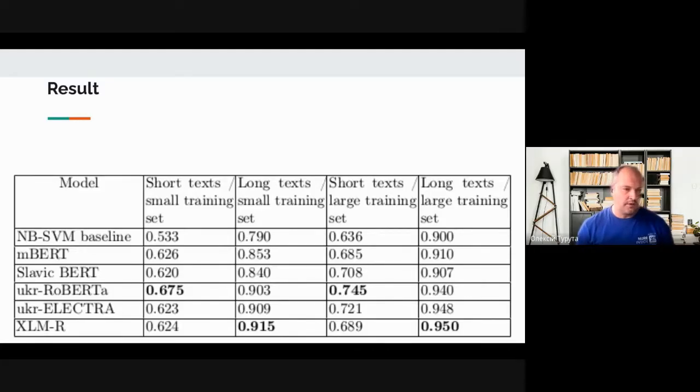6 models, 5 transformer models, and the first line is the baseline: TF-IDF, bag of words and SVM classifier. We will compare this baseline with our model, and we can see 4 columns, and there are different types, different parts of the dataset.